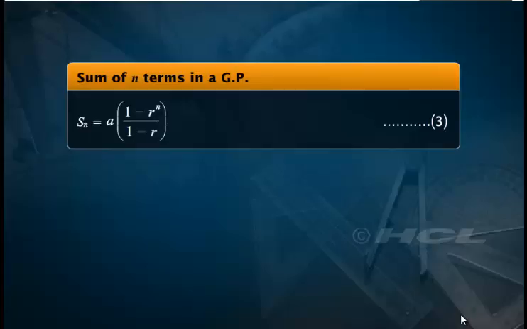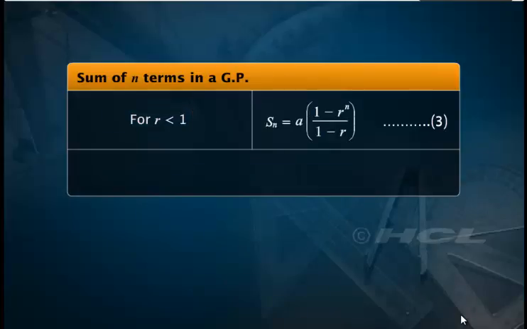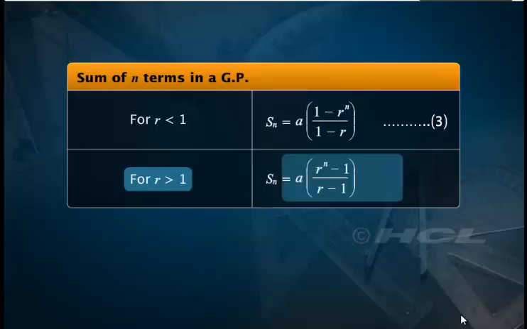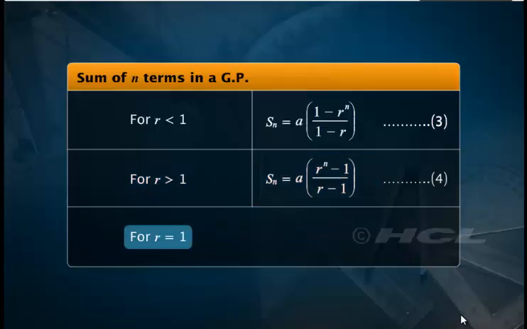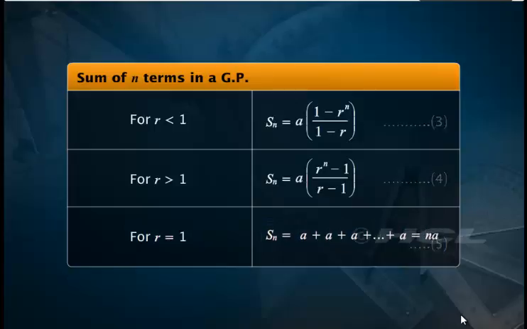Equation 3 can be expressed in two ways depending on the value of r. Equation 3 also gives the sum of n terms in the GP for r less than 1. However, if r is greater than 1, then the sum can be modified as given by equation 4. While if r equals 1, then equation 3 is not defined. Since the sequence is constant with all terms equal to a, the sum is given by equation 5 as shown. Hence, depending upon the common ratio r, the sum of n terms in a GP can be evaluated using the formulae as shown.